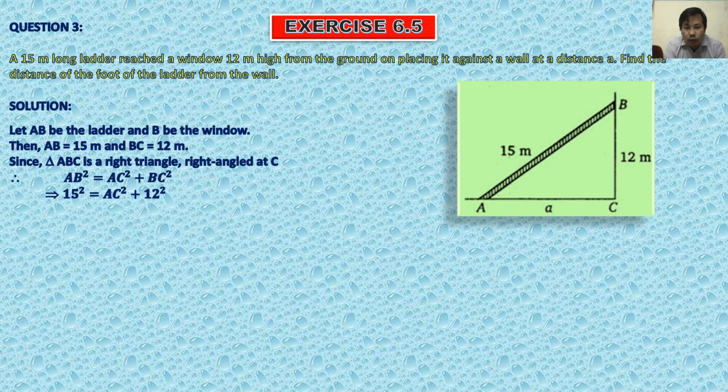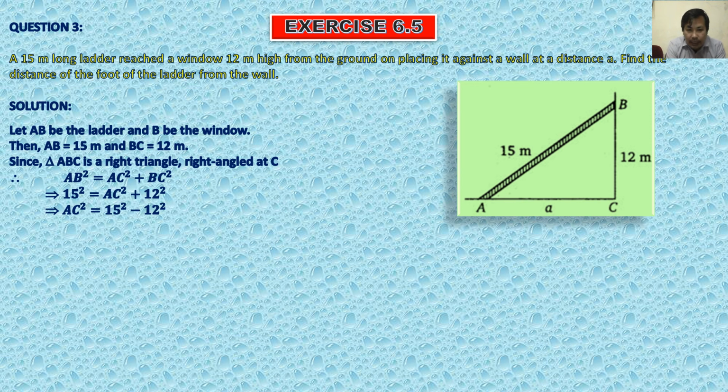So AC square plus BC, which has the value of 12, meaning the height of the wall is 12 meters. So we are taking the value of BC as 12 meters, or 12, and square on it. That means 15 square is equal to AC square plus 12 square. Then what we get next, let us see. We are going to find out the AC.